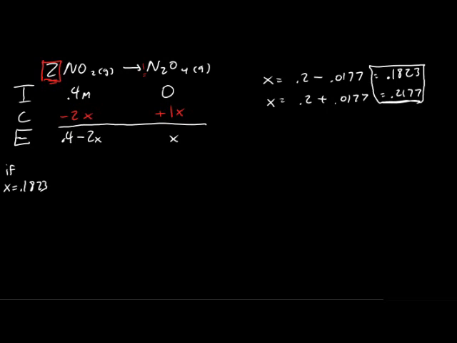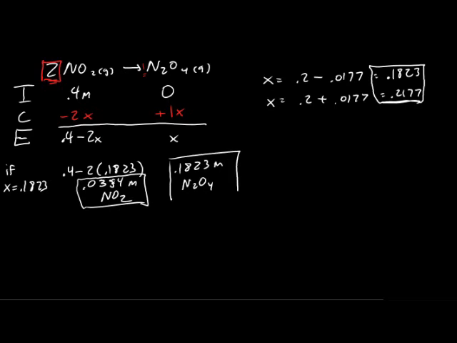If x was 0.1823, our NO2 concentration would be 0.4 minus 2 times 0.1823. And our concentration for N2O4 would just be our x, which is 0.1823. If we do the subtraction, we'll get 0.0354 molarity for our remaining NO2, and then 0.1823 for our N2O4 that we've made. So there's no clear problem with these molarities. These seem to make sense so far.